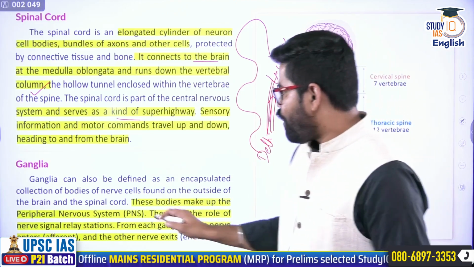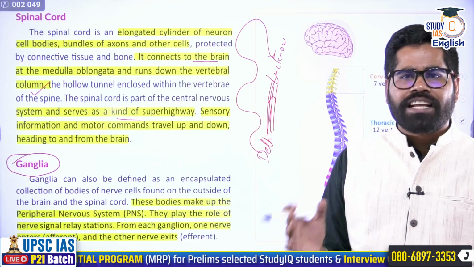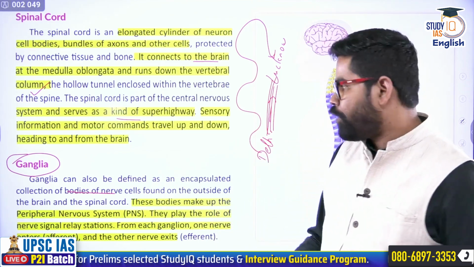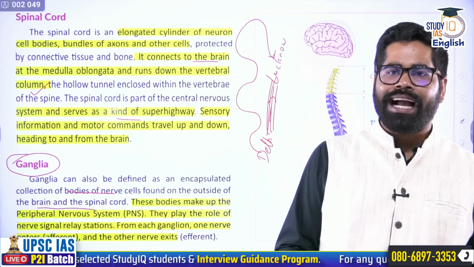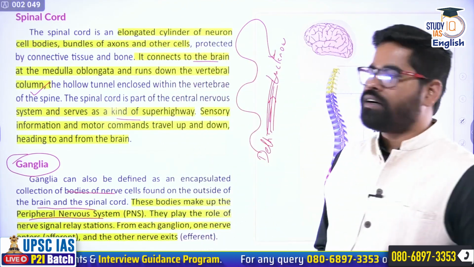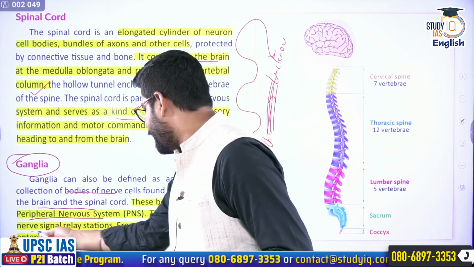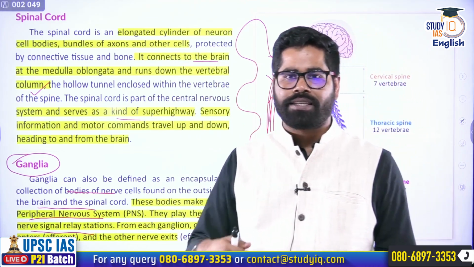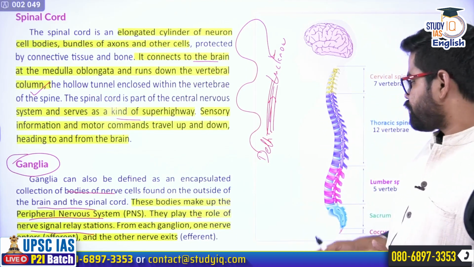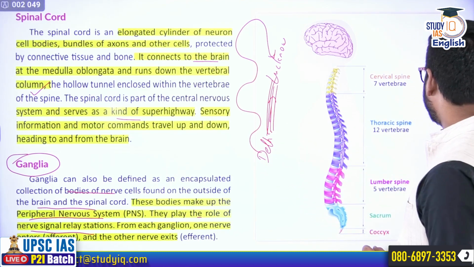Then we have another thing that is called ganglia. Now this is simply a collection of different nerve cells. The collection of nerve cells which are found outside the brain and the spinal cord have been called ganglia. They are also part of the peripheral nervous system, and they play the role of nerve signal relay stations, that from these locations the signal is being transferred. So that is our spinal cord and ganglia.